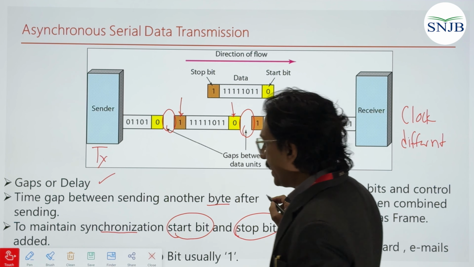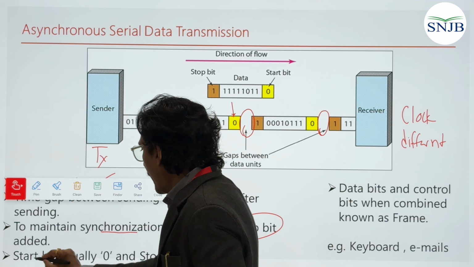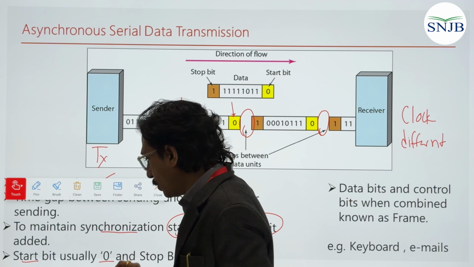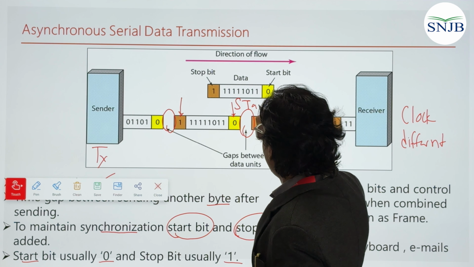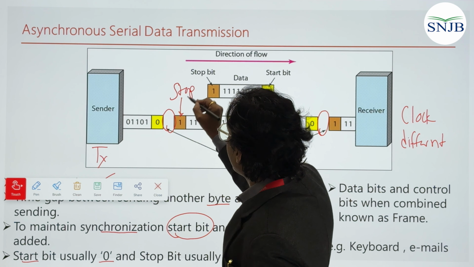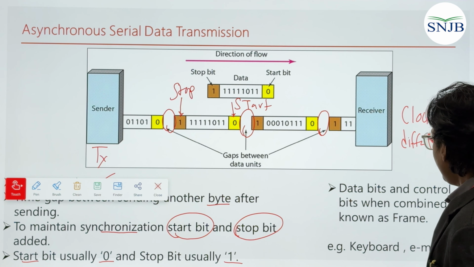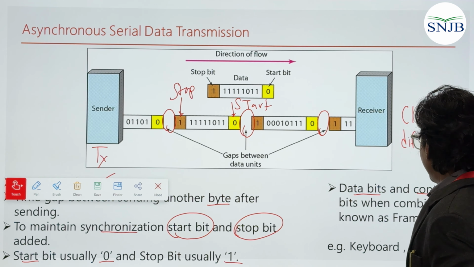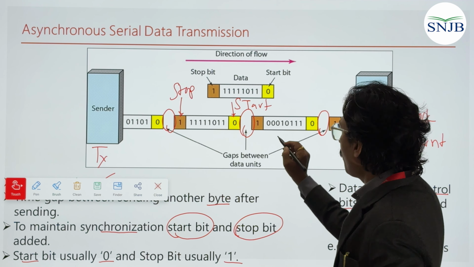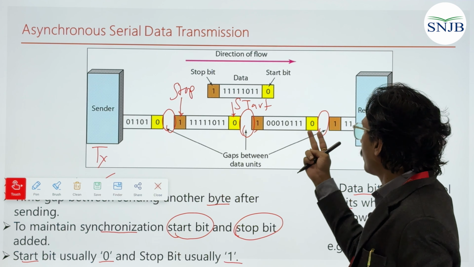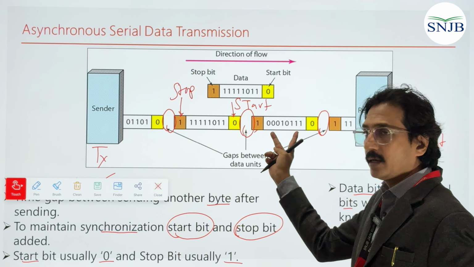This is called padding of the start bit and stop bit. Generally, the start bit is 0 and the stop bit is 1. So this is about asynchronous communication. Data bits and control bits, when combined, are known as one frame. This frame is comprised of two parts: the start bit and stop bit are treated as control, and the rest are termed data bits.